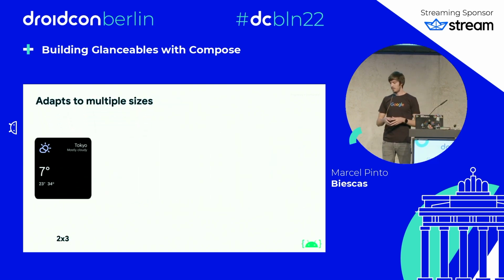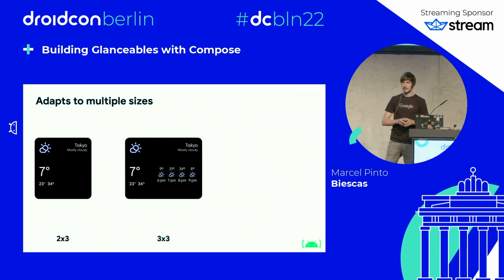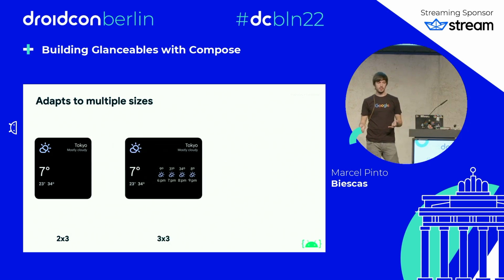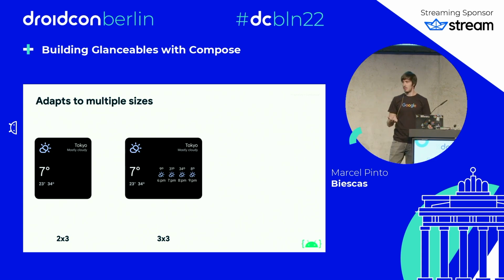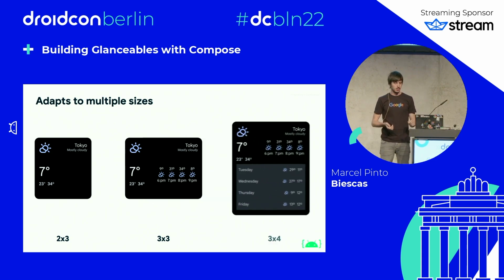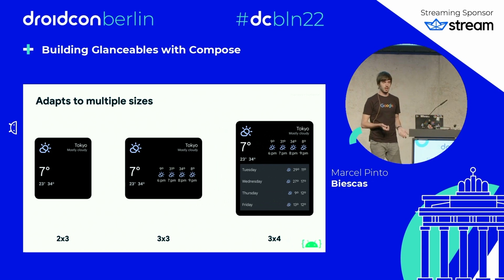We have first our smallest type of size that takes more or less 2 cells by 3 cells to display only the current day weather. But if the user would actually expand that widget to make it a bit larger, we maybe can add the hourly forecast. If the widget really has more space and the user wants more information and expands it to be even larger, we could maybe display the daily forecast.